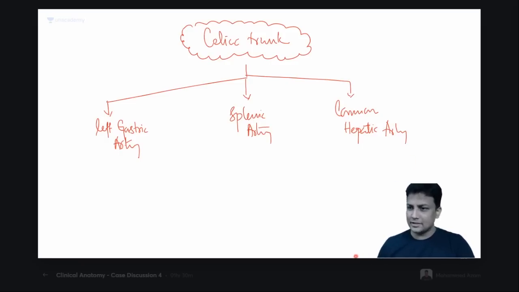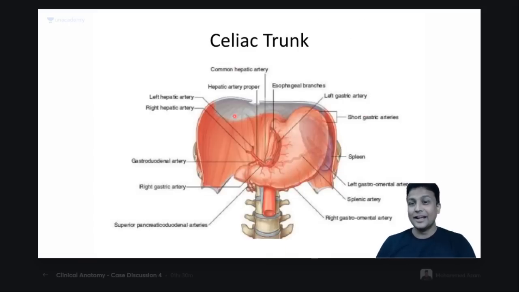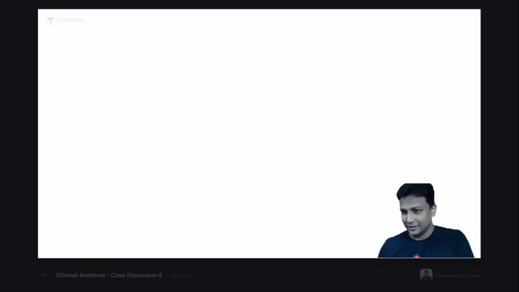So if you want to see this in the form of a diagram right now, yes, this is the diagram of the celiac trunk in your textbooks, guys. You'll go mad. Another diagram, if you want to see, this is how it is in your Gray's Anatomy textbook. But you will not be able to identify all the arteries in this diagram. So let us do our diagram here first.